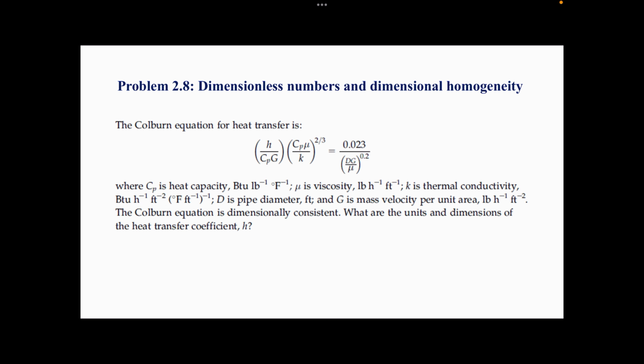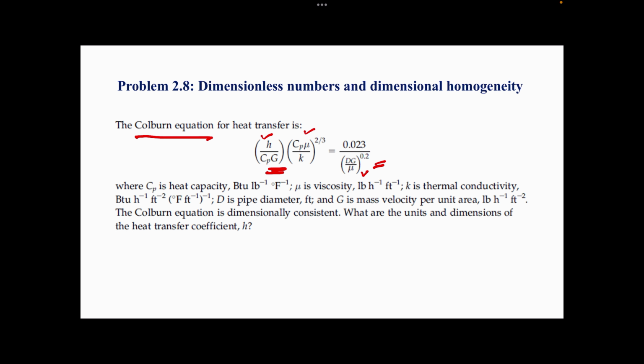Let us move to the next problem, that is problem 2.8. It is on dimensionless numbers and dimensional homogeneity. We all know dimensional homogeneity is nothing but whenever we have any equation, for example here the Colburn equation, the units of the right hand side must be equal to the units of the left hand side. Mostly, if you see, all of these are again dimensionless numbers. This is one dimensionless number, this is one dimensionless number, and this is one dimensionless number, so that you can easily evaluate any parameter.